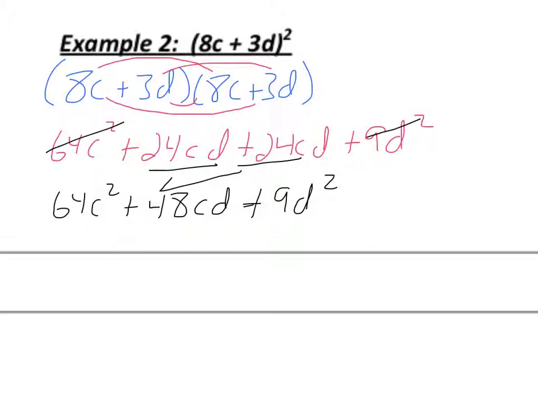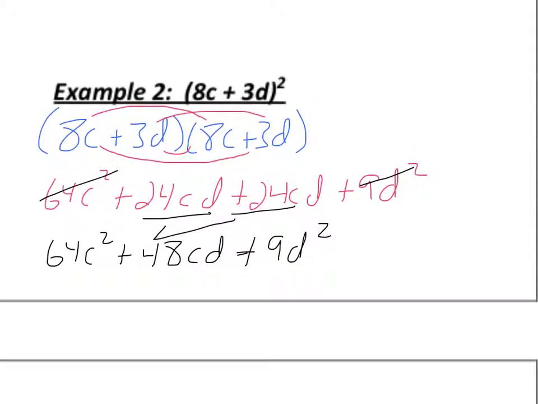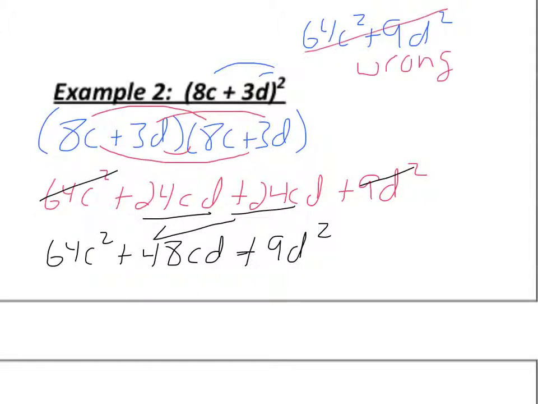So to be successful at these kinds of questions, you must understand, like I said before, how to interpret what they're asking you to do. If I do this and get 64c squared plus 9d squared, you would be wrong, because we cannot distribute a power if there's an addition or subtraction problem inside the parentheses. So very important to understand that part.